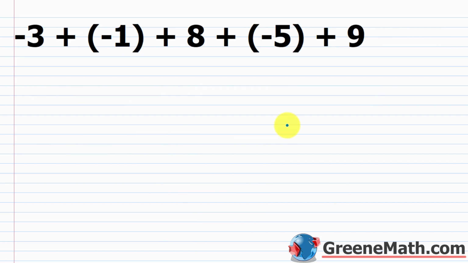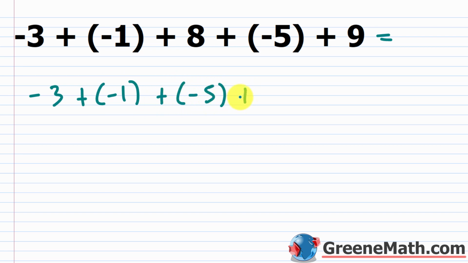All right, let's take a look at one more of these. So here we have negative 3 plus negative 1 plus 8 plus negative 5 plus 9. So let's write negative 3 plus negative 1 plus negative 5 plus 8 plus 9. Okay, so negative plus negative plus negative here would give me a negative. And then just add the absolute values. So 3 plus 1 plus 5. 3 plus 1 is 4. 4 plus 5 is 9. So this is negative 9. And then plus, we know 8 plus 9 is 17.